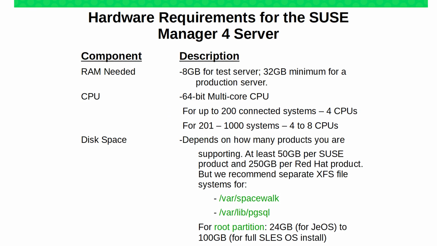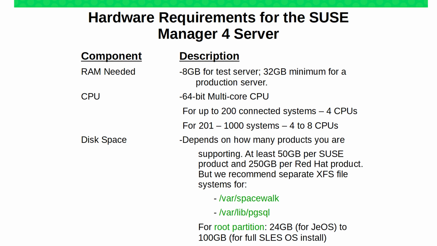This slide shows the hardware requirements for a SUSE Manager server. You should meet these requirements regardless of whether you are running a physical or virtual server. Notice that the minimum amount of RAM for a SUMA server used in production is 32 gigabytes of RAM. Plus, you need to run on servers that have multiple core CPUs, with 4 CPUs being a minimum for a production server.